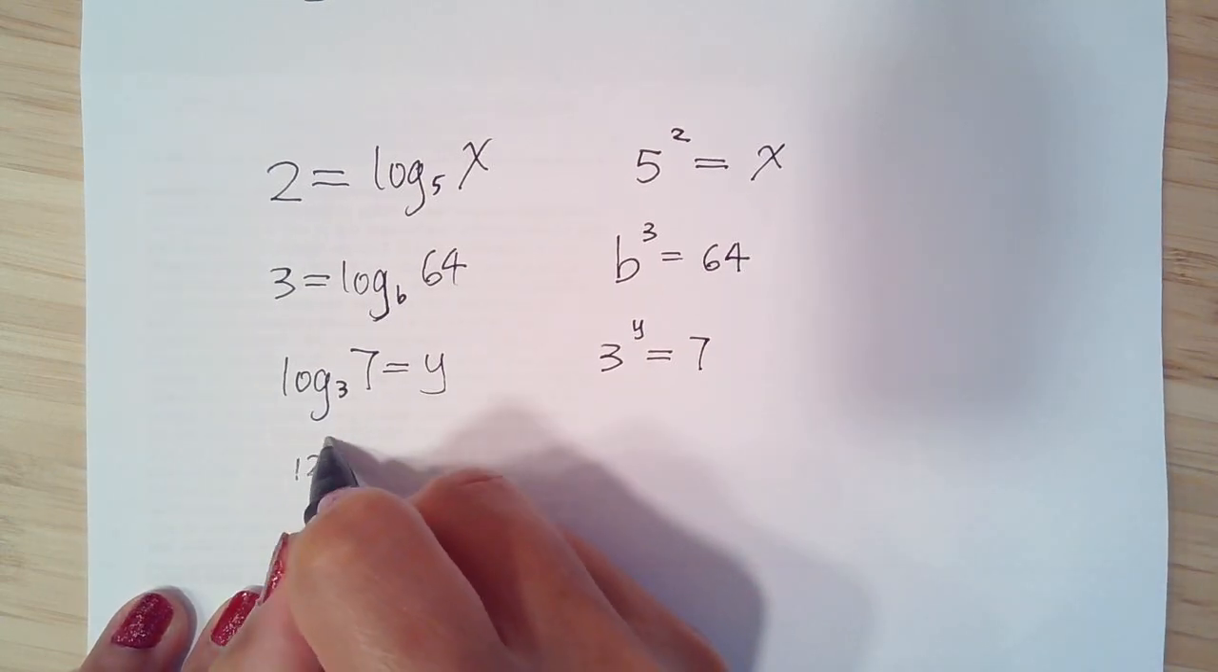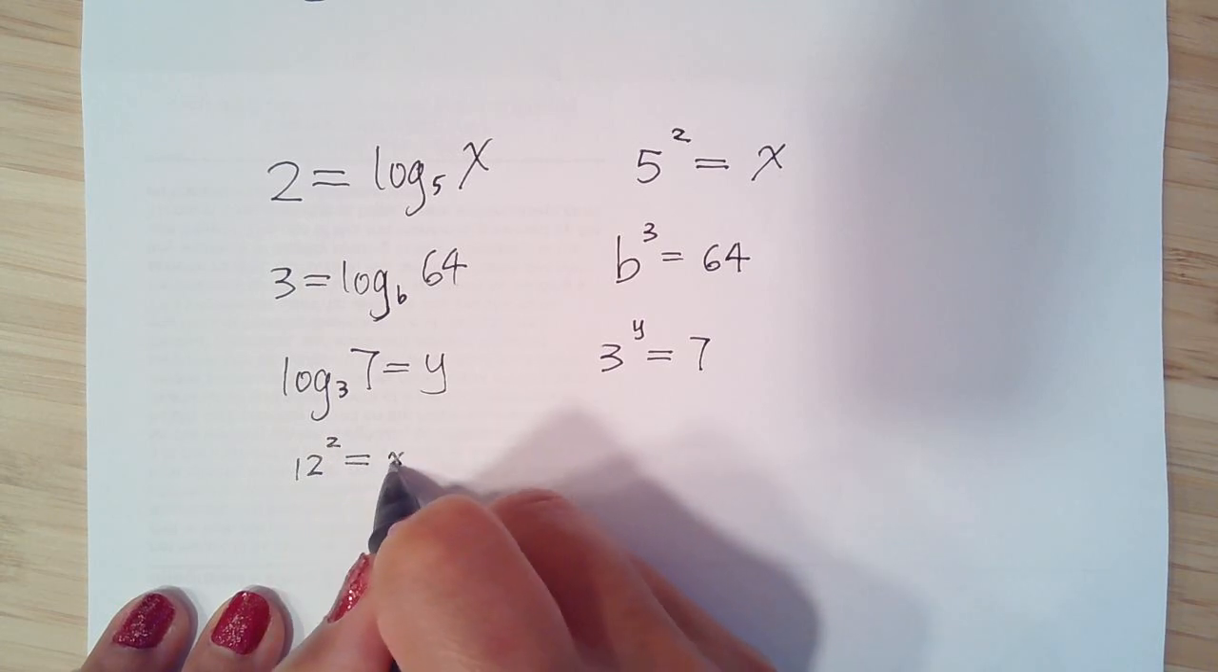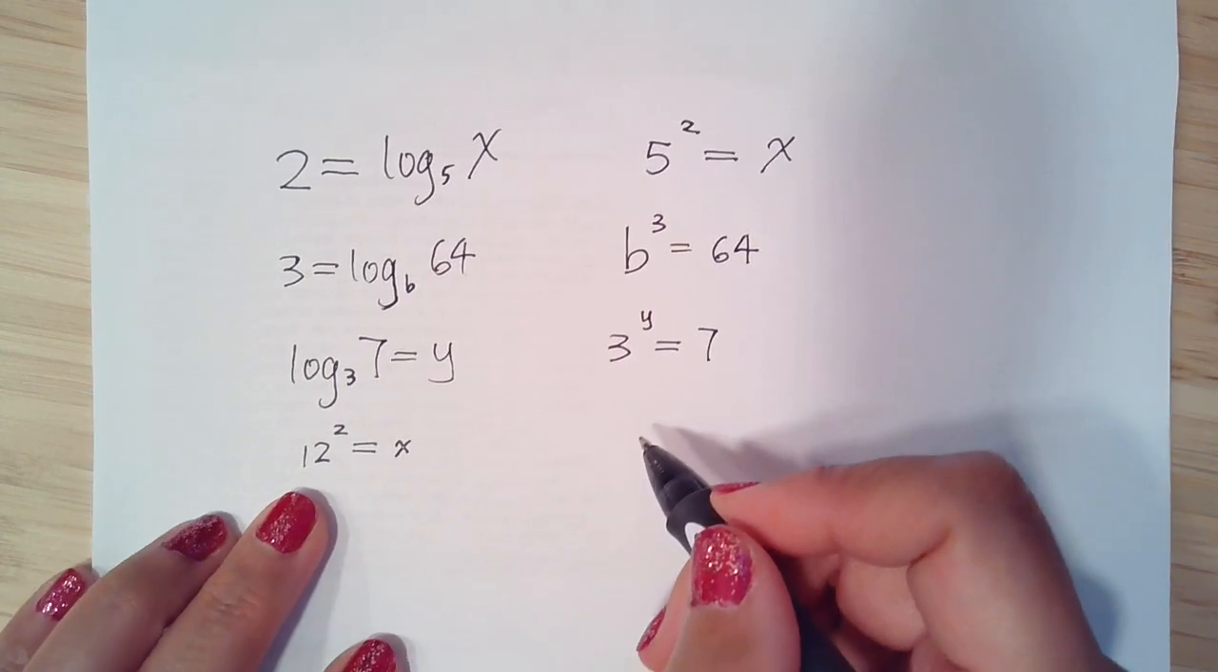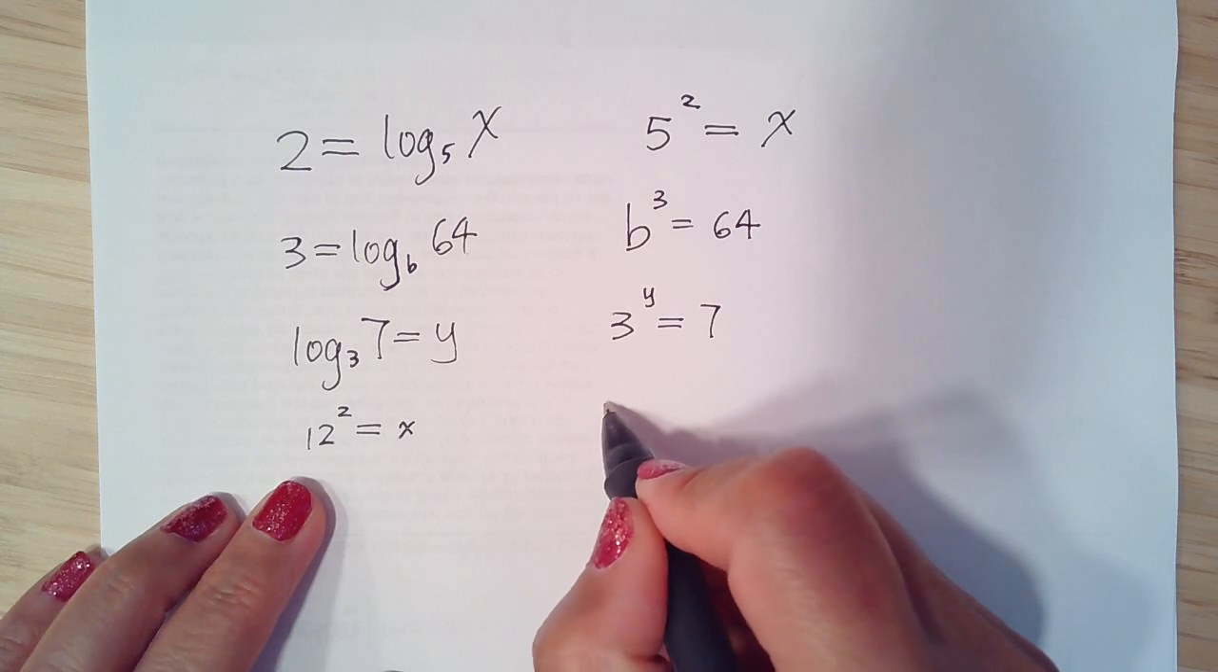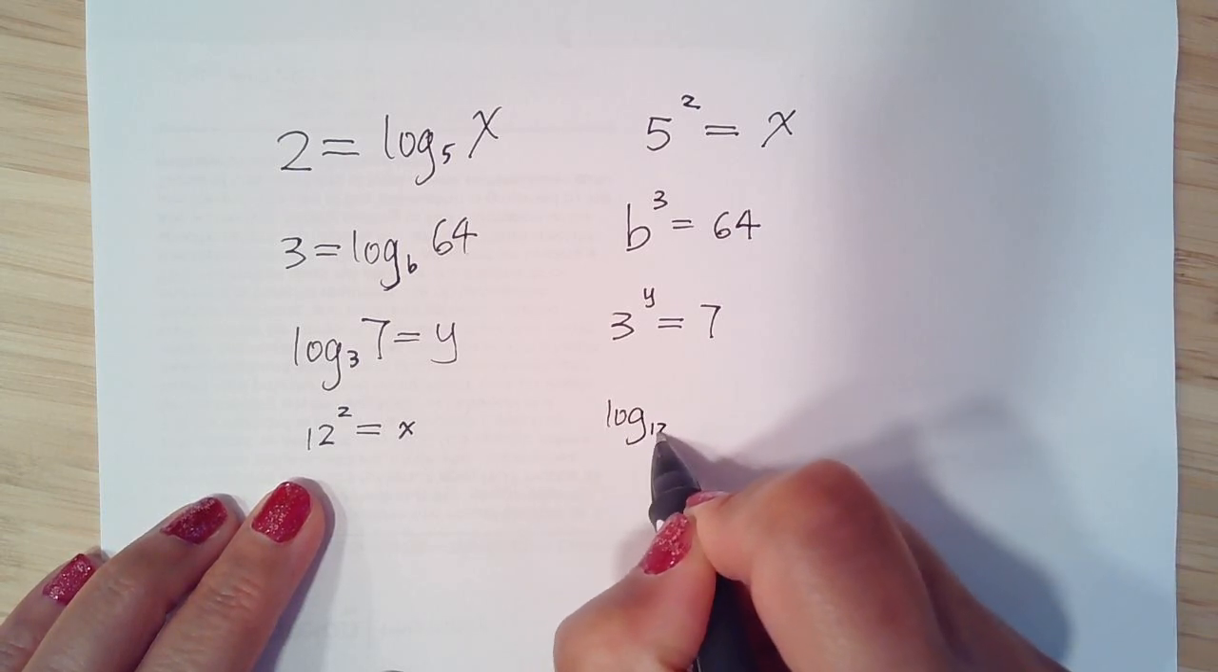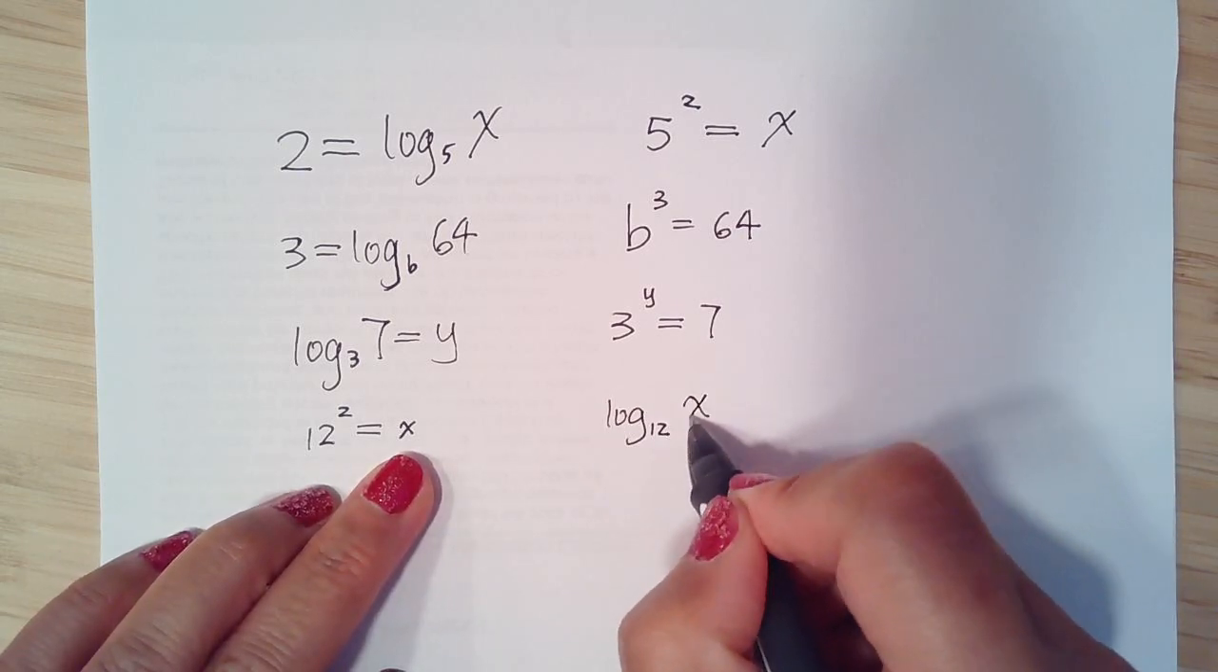12 squared equals x. This is the exponential form, so it's going to be log, base is always the base, base 12 of x equals 2.